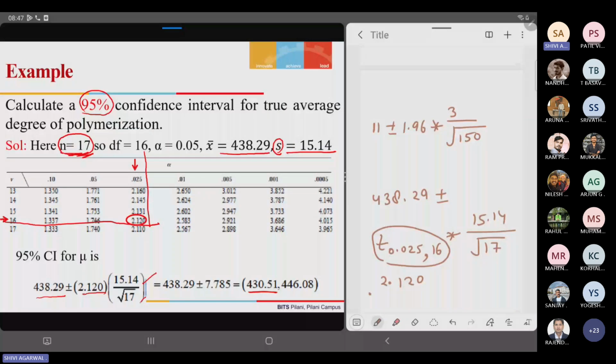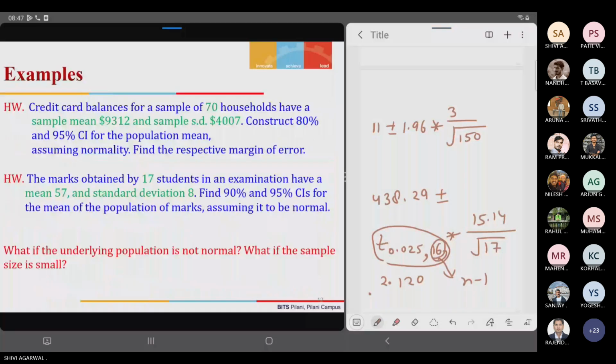Here 17 is given in the question, n is equal to 17, so this is n minus 1. Whatever n is, we take minus 1 here. So these are two more examples which you can do on your own.